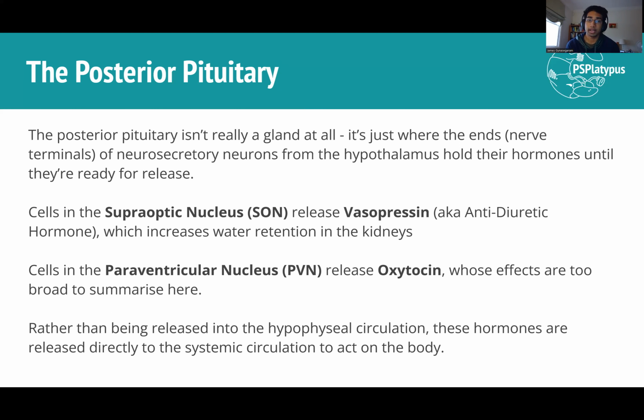So again, instead of this more complicated system we have in the anterior pituitary, where you have purely secretory cells, like pure glands, we actually have a much simpler system in the posterior pituitary, where the secretory cells are those of the hypothalamus, and they're just going straight into the circulation.